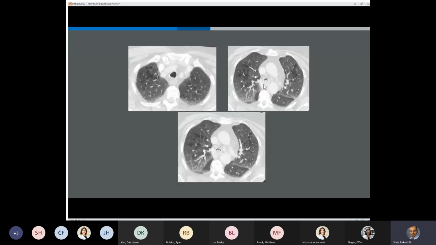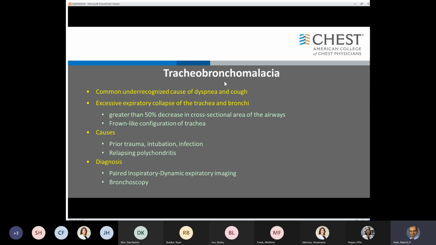This is usually diagnosed when we do a paired inspiratory scan and a dynamic expiratory imaging. As the patient is exhaling the air, we image the trachea, and if they have that, then the images will appear like this. So tracheomalacia is excessive expiratory collapse of the trachea.